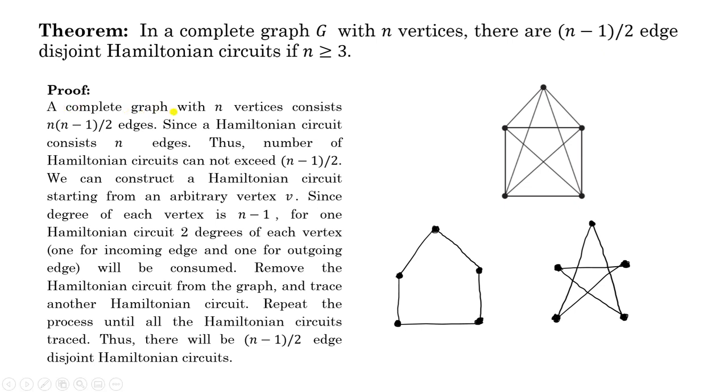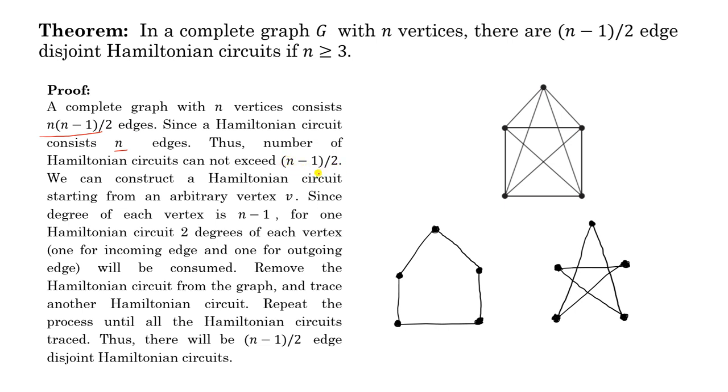Now a complete graph with n vertices consists of n(n-1)/2 edges, we know it. And a Hamiltonian circuit consists of n edges. It means in a complete graph, the maximum number of Hamiltonian circuits is found by dividing this number by n. So we will get (n-1)/2. So the maximum number of Hamiltonian circuits in a complete graph will be (n-1)/2.